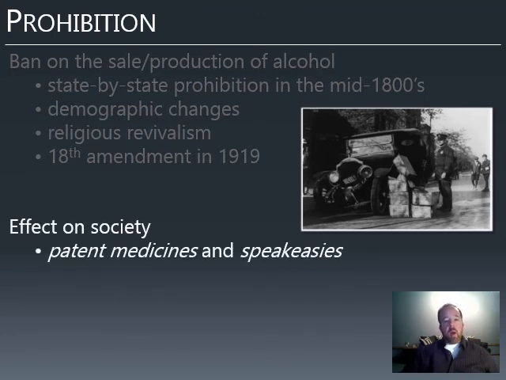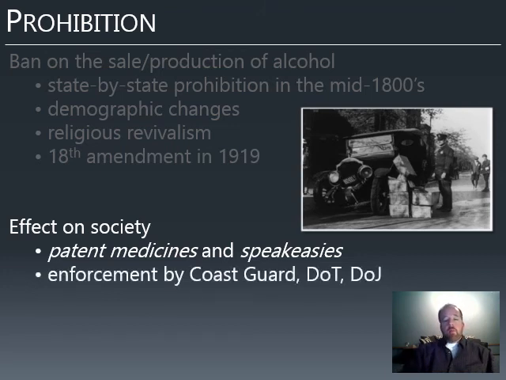Of course, we saw a rise in patent medicines, which we talked about a couple of units ago, and also speakeasies, which were illegal bars. So people still wanted to consume alcoholic beverages, and they had to find an alternative means to get them. They could either drink alcoholic beverages illegally, or they could obtain alcohol legally through things like patent medicines, which still had alcohol in them, but they weren't marketed as alcoholic beverages.